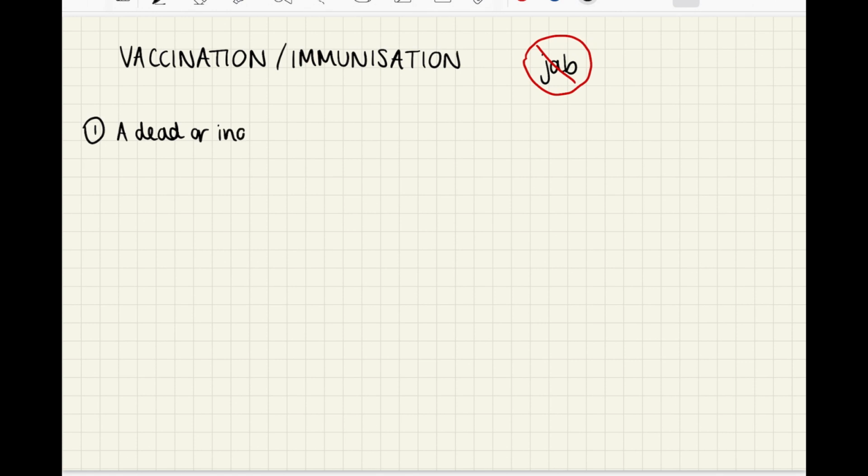Just note up the top of the screen there it says vaccination/immunisation, but then it's got jab crossed out in a red circle. So make sure in an exam you don't use the term jab. I know it's quite often used in normal language, but it can't be in a biology exam.